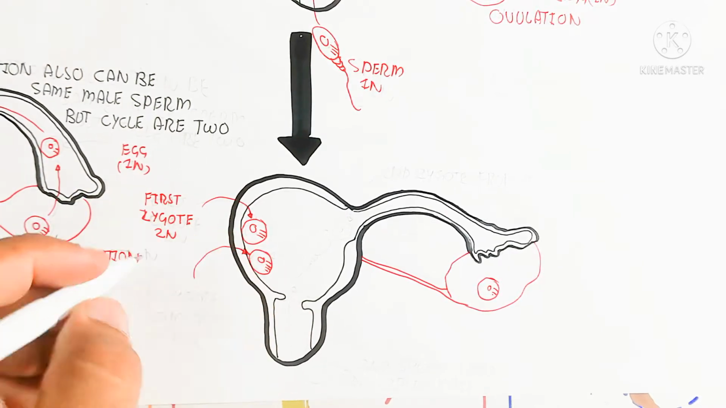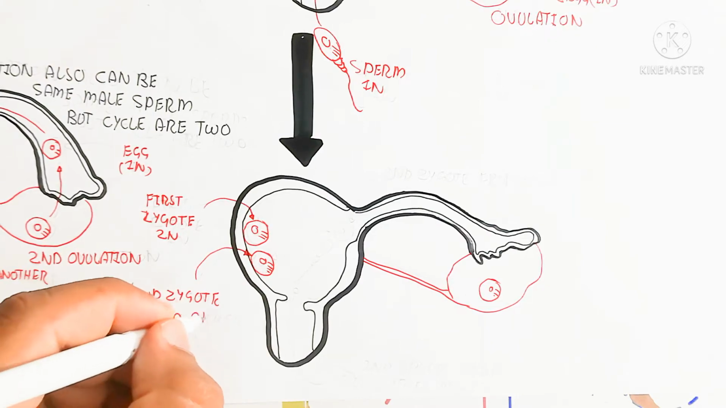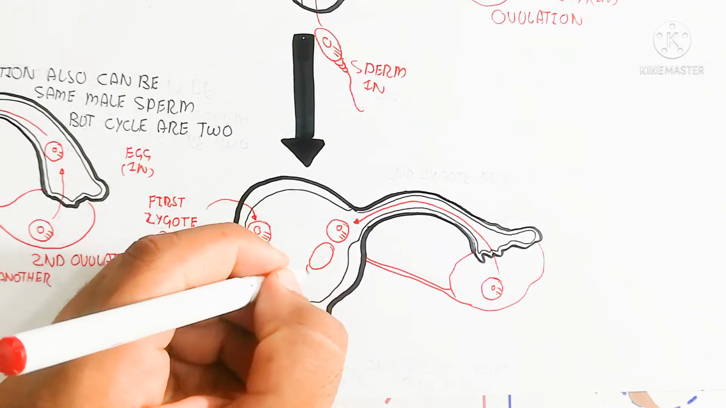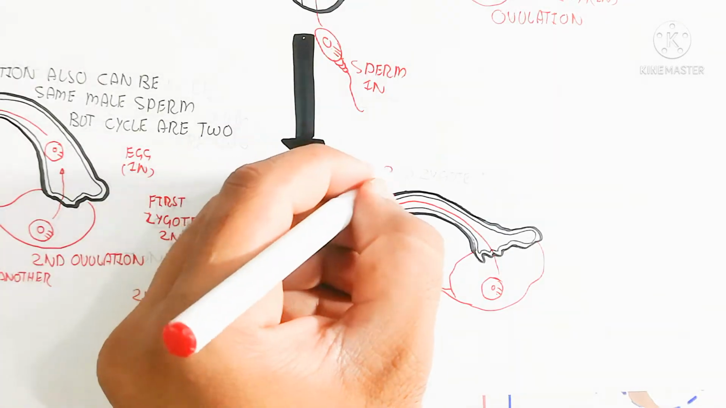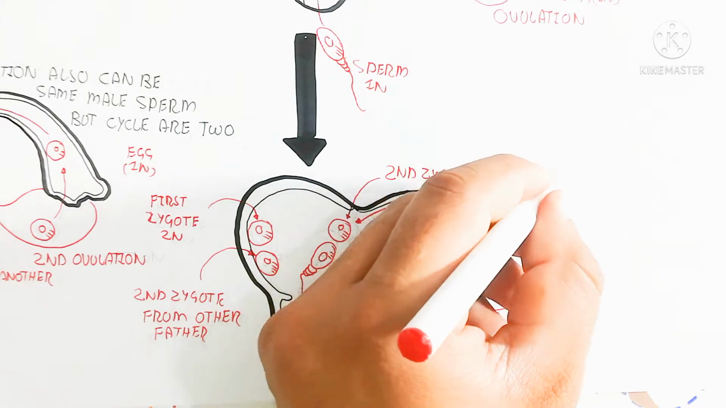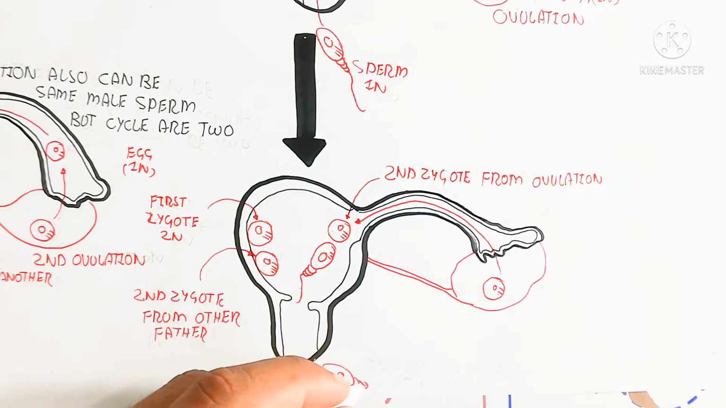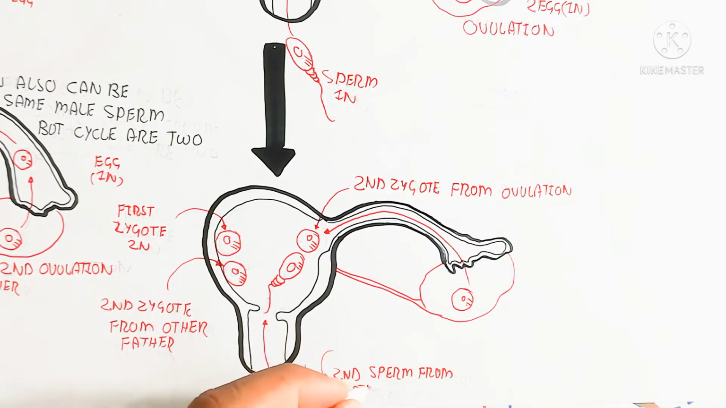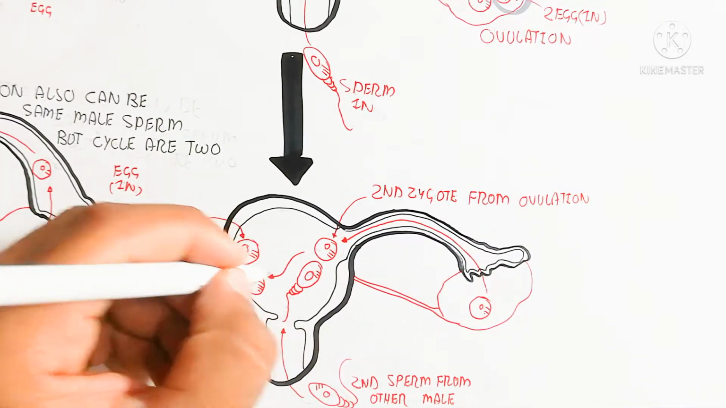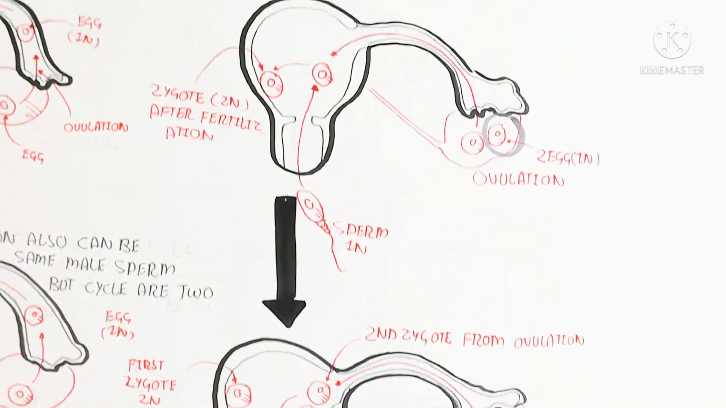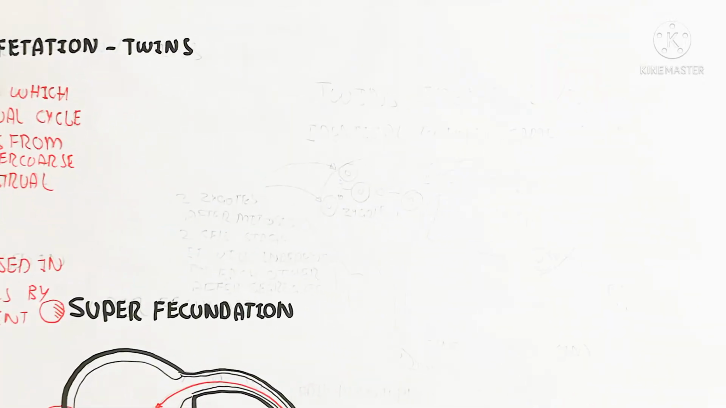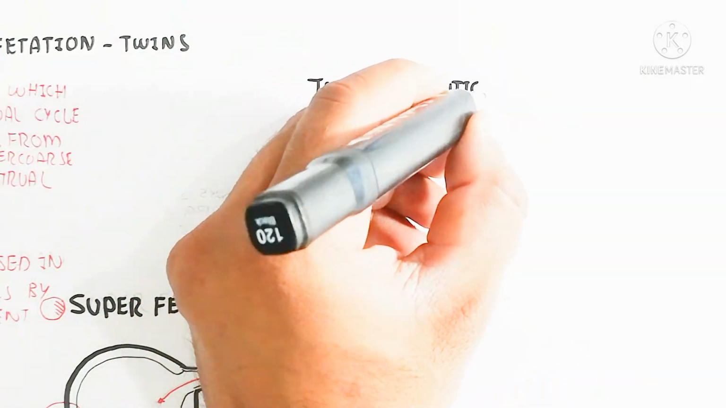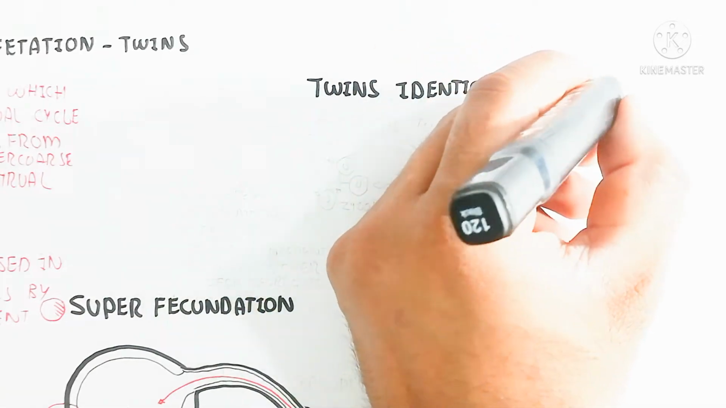So after the second intercourse, the other male will produce a second zygote, and in this way a separate sperm is required for the second zygote. The ovarian cycle is the same, but the male is different, and this is known as superfecundation. In this way, the genetic material will not be the same from the father but will be the same from the mother. So this was the differentiation between superfecundation and superfetation.